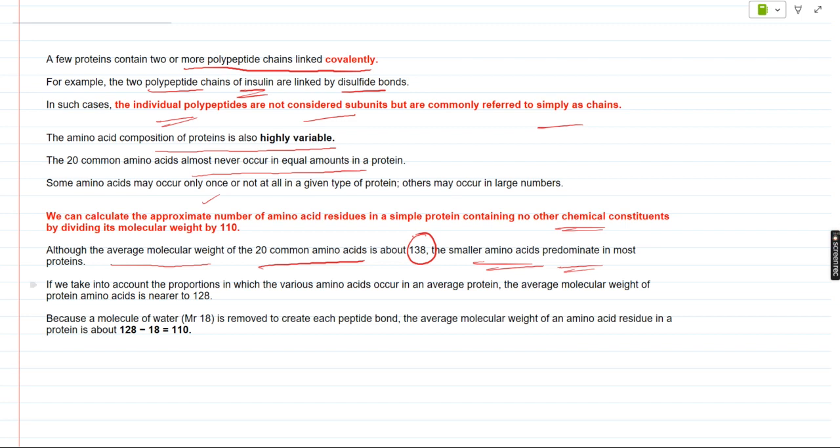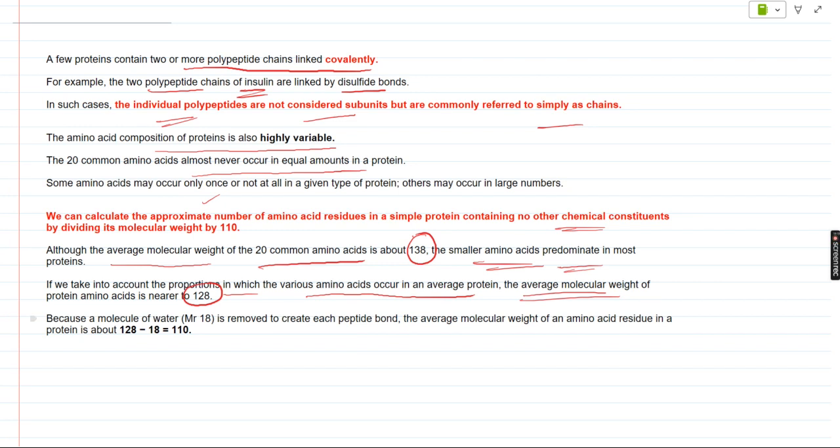in a protein. If we take into account the proportions in which the various amino acids occur in an average protein, that is done by taking a survey. They study more than 1,000 proteins and find out how often glycine and each amino acid occurs, and then they find the proportion. After incorporating this proportion in the calculation, they find the average molecular weight of protein amino acids to be 128. So it's not 138, it's 128 now.